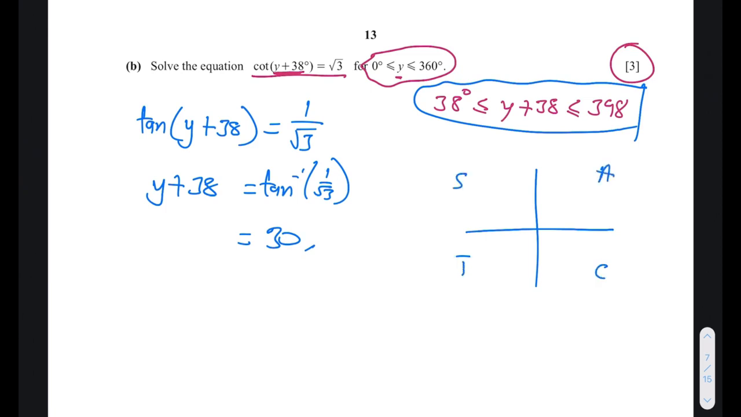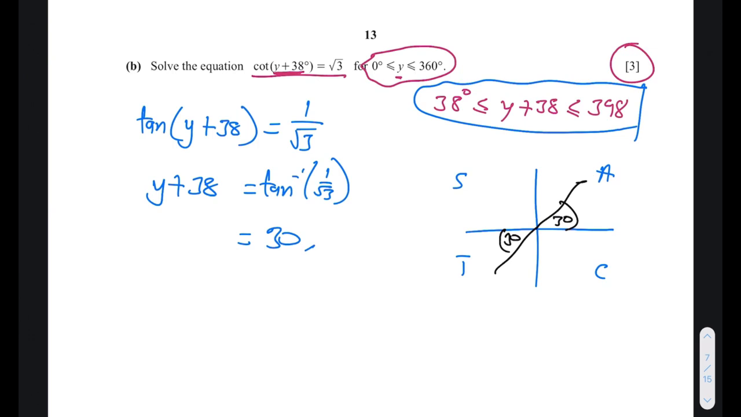C-A-S-T. Tan is positive in 2 regions, this region and that region. Okay, so the angle it makes with the x-axis is 30 degrees. Or you can say it's vertically opposite, which is true.